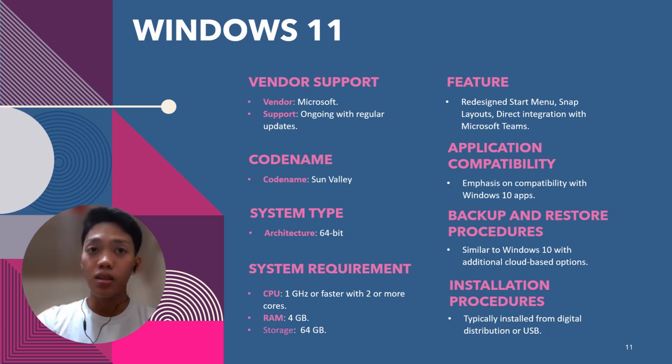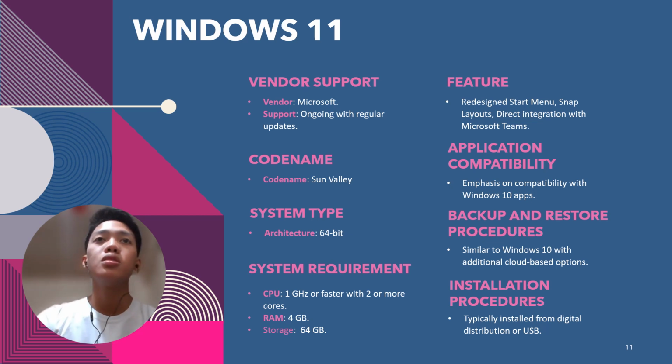Lastly, we have Windows 11. Vendor, still Microsoft. Support is still ongoing, regular updates. Microsoft continues to focus on the Windows as a Service or WaaS model for continuous improvement. Codename Sun Valley. This signifies the Microsoft effort to revamp the Windows user interface, providing a more modern and cohesive experience across devices. System type: 64-bit. Windows 11 marks a shift to 64-bit only architecture, emphasizing modern hardware support and security features.